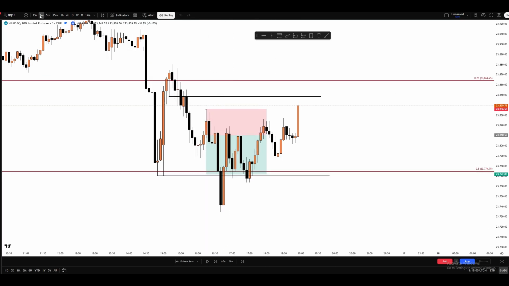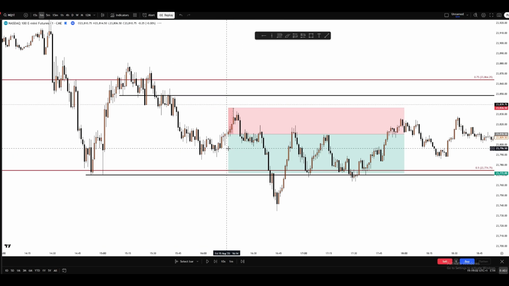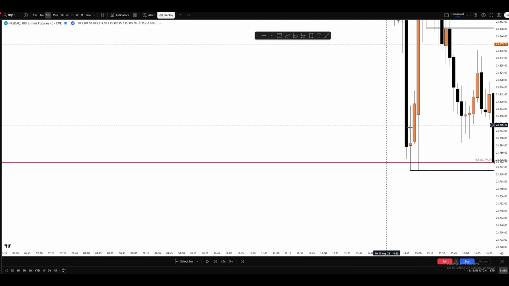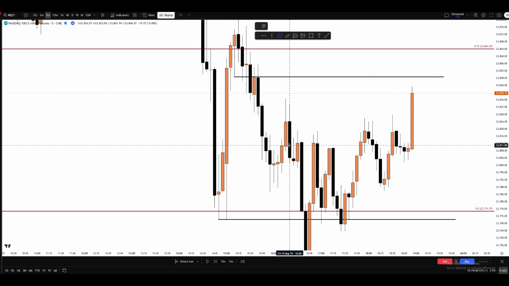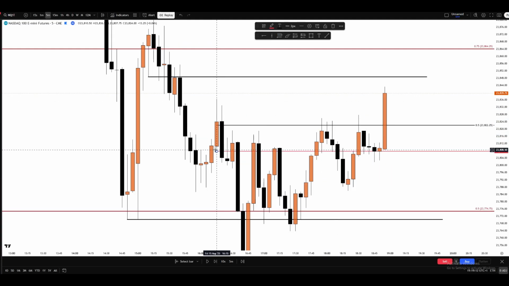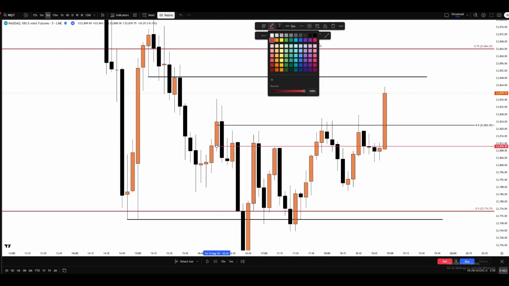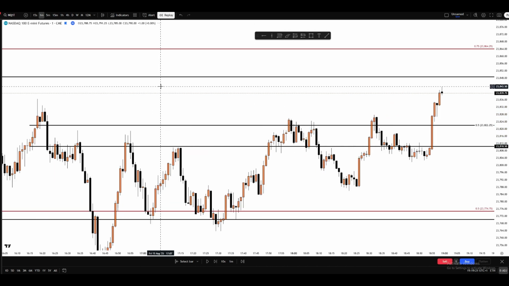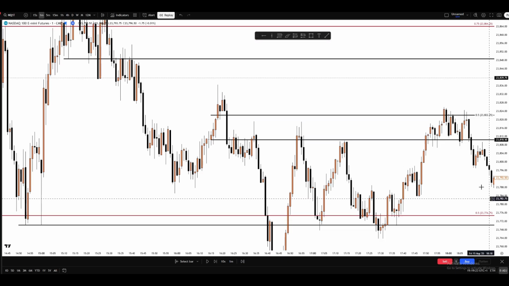So if we was looking for some confirmation on the 1 minute time frame, we would go 5-minute midpoint of the order block. We got the 5-minute order block here. Just gonna change these lines real quick. Okay, we got the 5-minute order block.